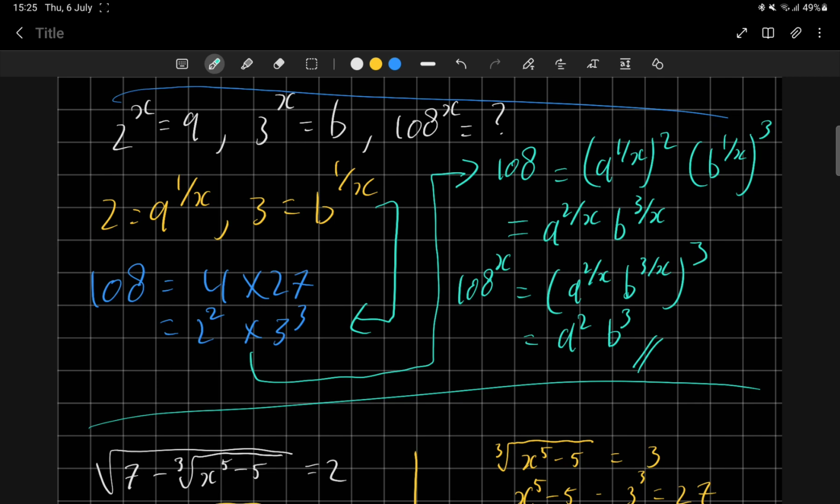From that, I put in my values of 2 and 3. So 108 is equal to a to the power of 1 over x, squared, times b to the power of 1 over x, cubed. And then again, I just did a little bit of maths to get my final answer: 108^x is equal to a squared times b cubed. Again, the key step here is just to know the trick, to change the 2 to the power of x to become 2 equals a to the power of 1 over x.